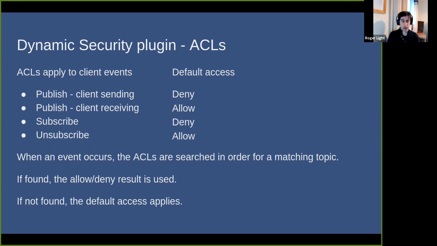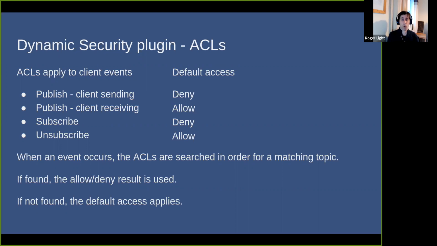I think I also need to mention what the order actually is in which these ACLs are searched, because that's quite important: it is the first result that is found that is used. Whenever you add an ACL to a role, you add it using a priority, and that is a numerical value which determines the order in which the ACLs are searched for that particular ACL type.